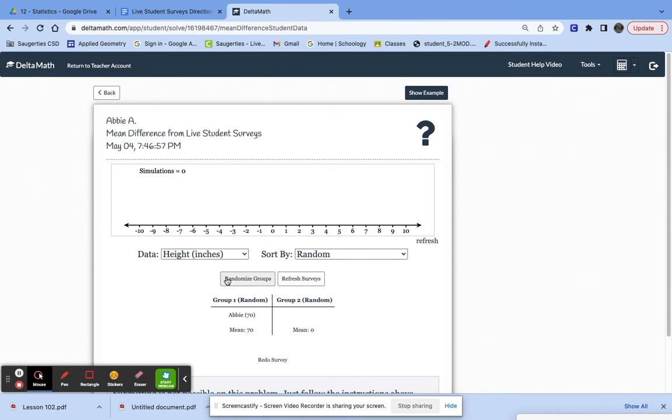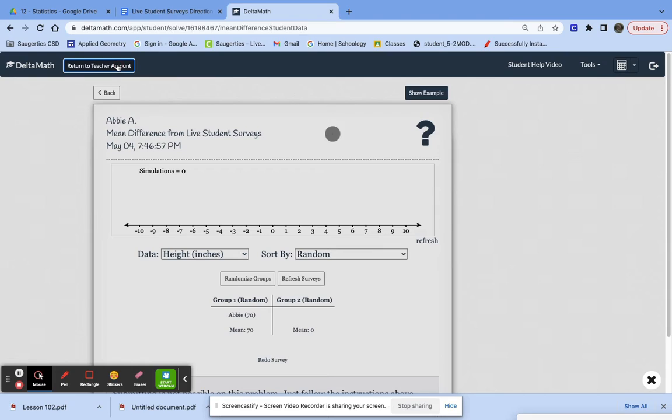Right now, because I'm actually logged in as my first alphabetical student, who is Abby, it says Abby, and we're looking at data with height in inches, and we're sorting it by random. So the idea is the whole class is going to be filling out the survey. We'll see their height in inches, and it will be in random group 1 or group 2, and we're going to work from there. So right now, I'm going to return to the teacher account.